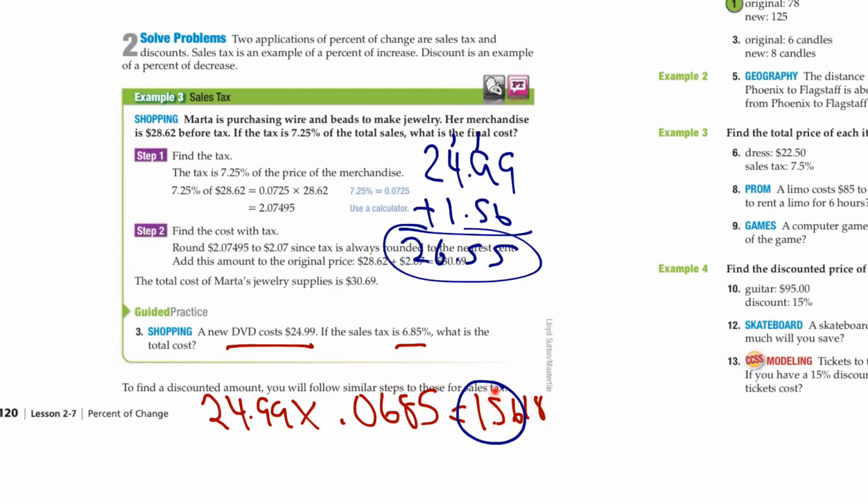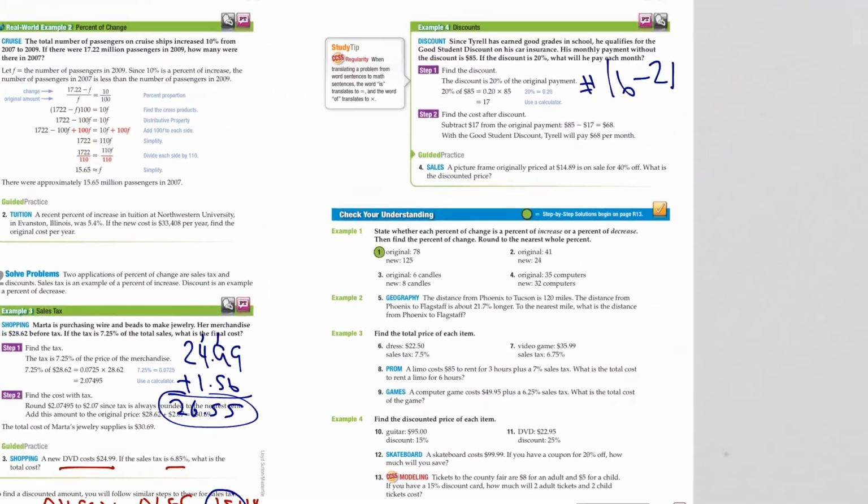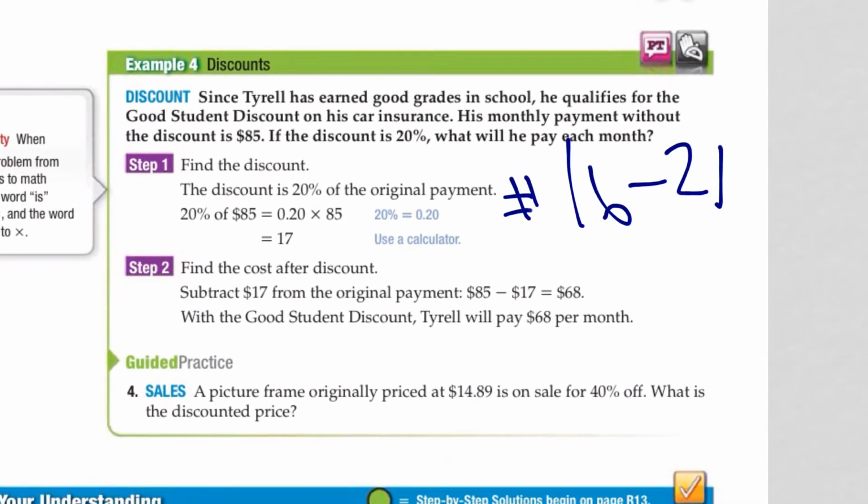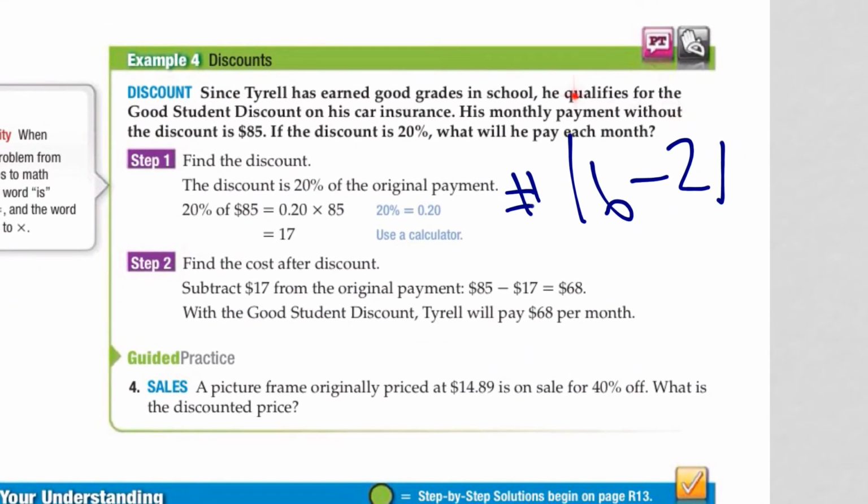So what I have to pay the cashier is $24.99 plus the tax of $1.56, and I end up getting $26.55. But what happens if I get a discount? If I get a discount, this is problems numbers 16 through 21 on your worksheet. All right? That means I have to pay less, right? We want a discount.